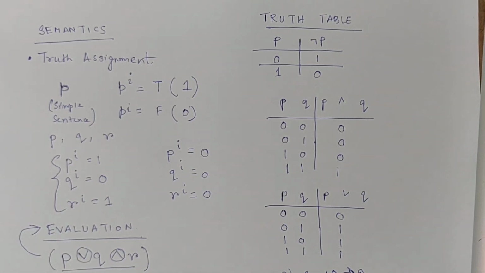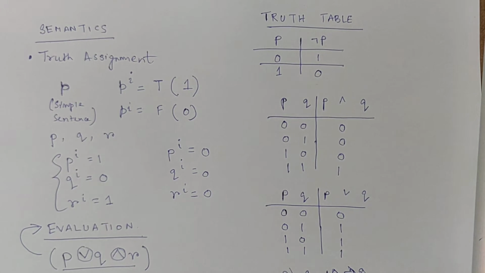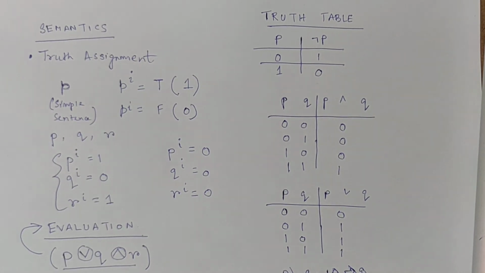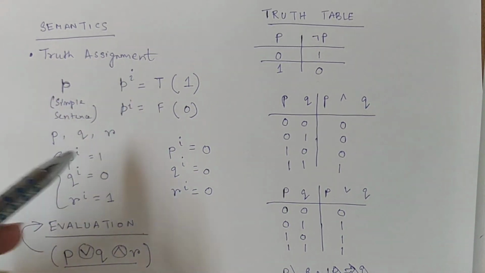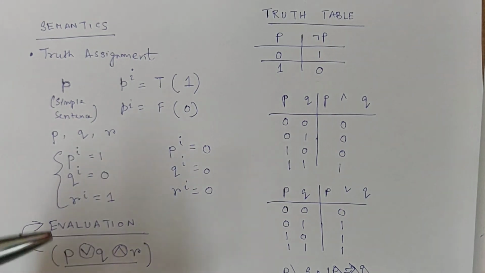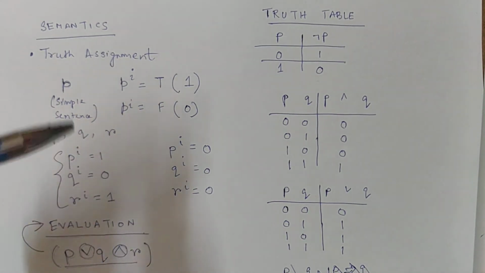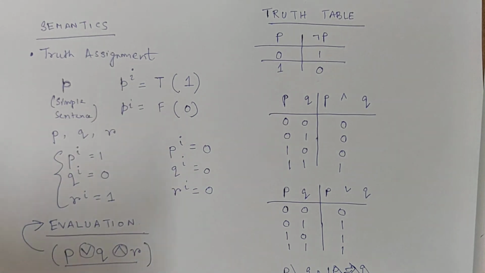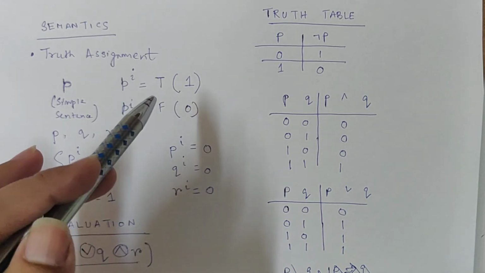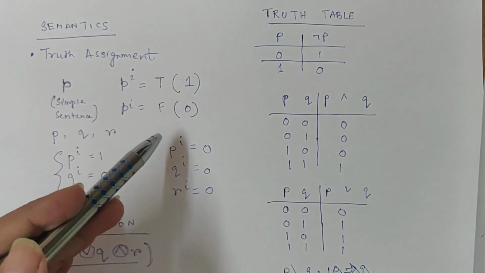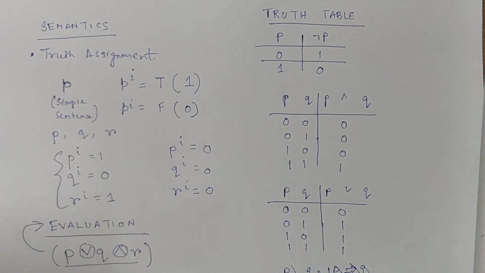Here we are starting with the semantics of propositional logic. The first topic of semantics is truth assignment. What is truth assignment? Let P be a simple sentence. Then we denote assigning the truth value to the simple sentence by these symbols, P superscript I. That may be true, which is also sometimes written as 1, or false, also sometimes written as 0.